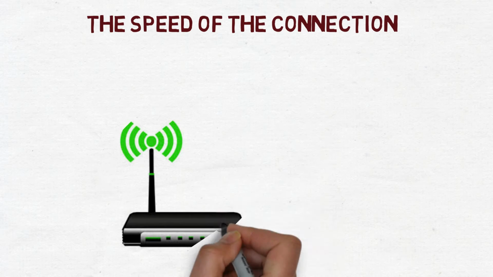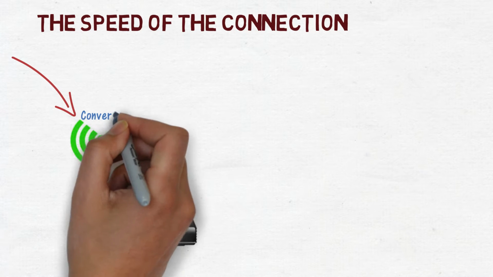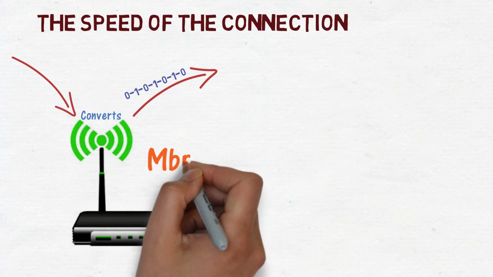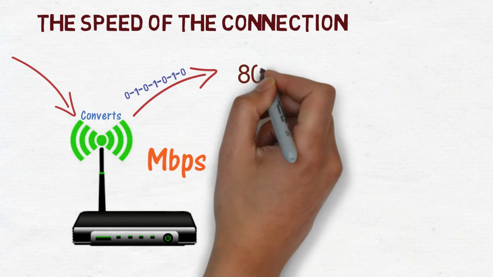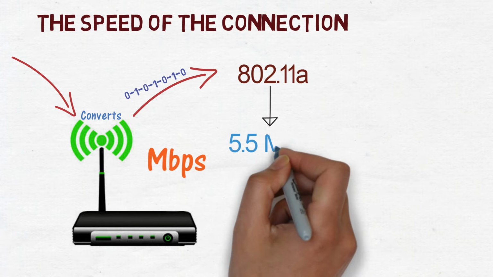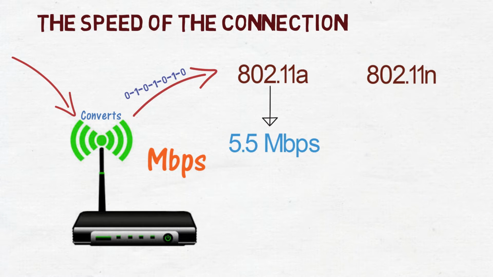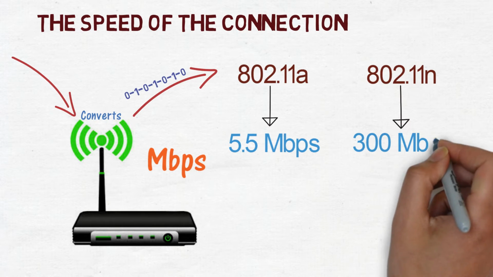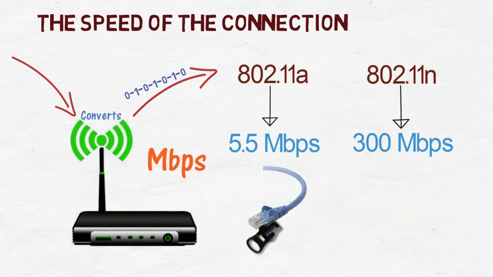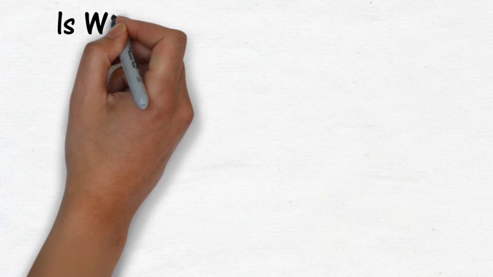It is nothing but the speed at which the Wi-Fi receives, converts and transmits the data. It is measured in Mbps. 802.11a networks operate with a speed of 5.5 Mbps. There are many other networks like the new 802.11n networks whose speed is about 300 Mbps, compared to the Ethernet network that can perform 100 Mbps. But the Ethernet connection outperforms wireless connection in real life.